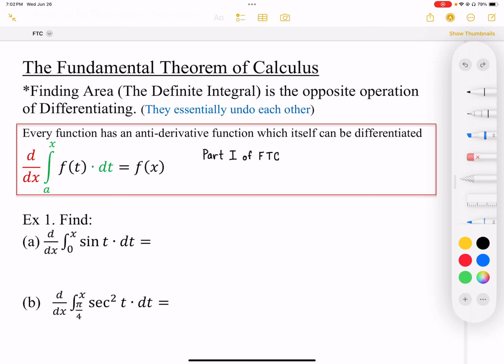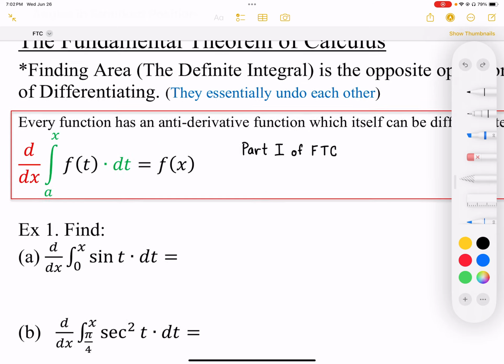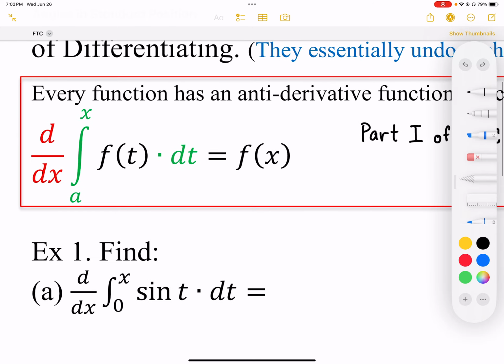The fundamental theorem of calculus. There are two parts to the fundamental theorem of calculus. Part 1 says that every function has an antiderivative function, which itself can be differentiated. So it shows up like this.